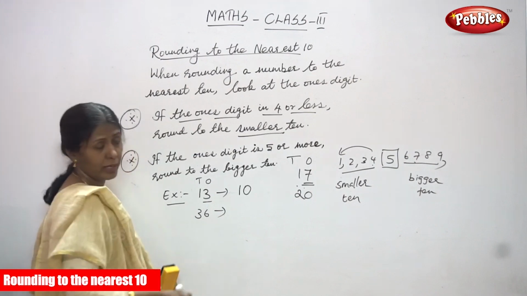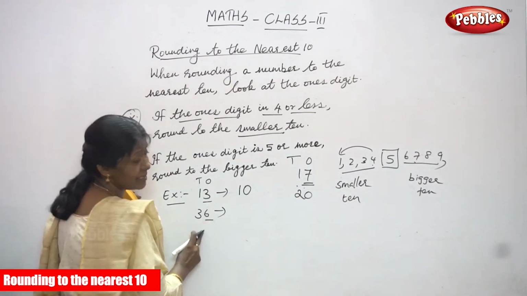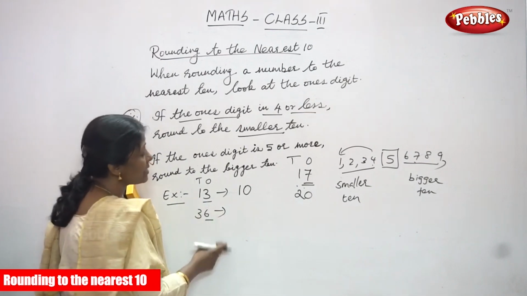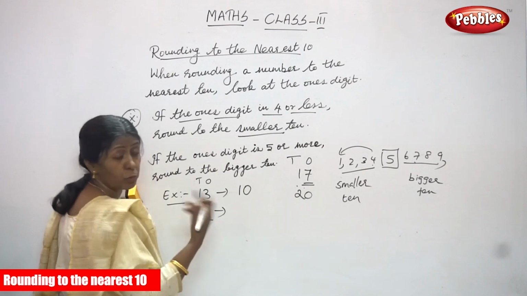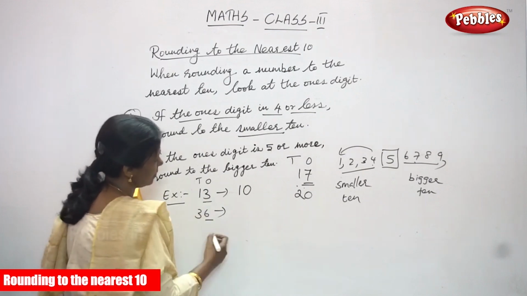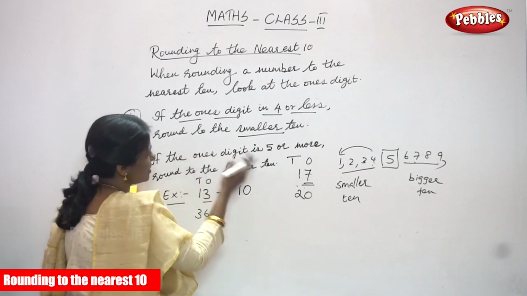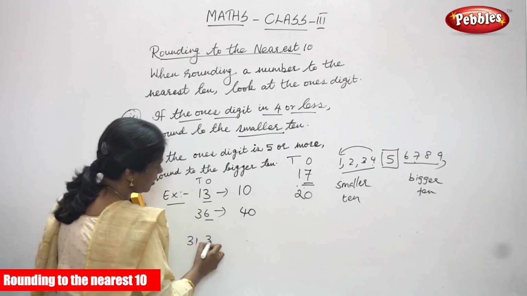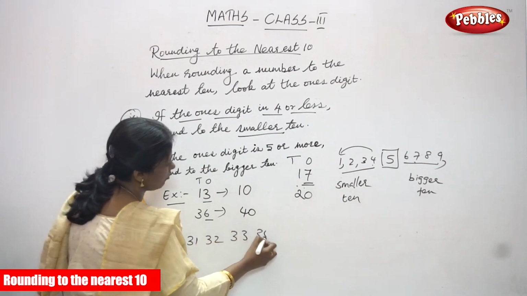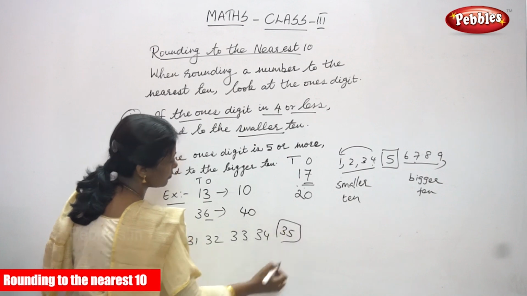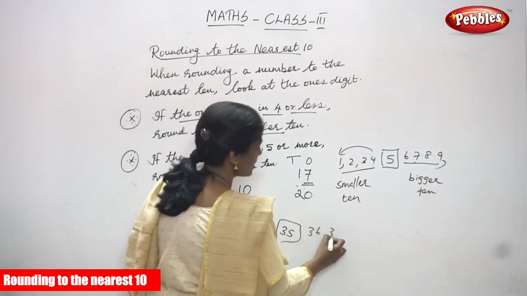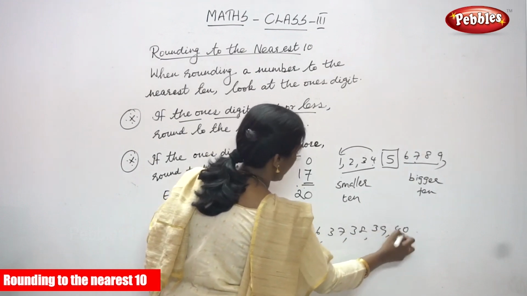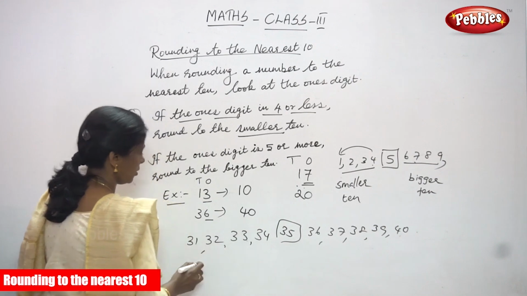That is 36. Look at this. 36, look at the ones digit 6. So this number is 5 or more. If the ones digit is 5 or more, you have to round the digit to the bigger 10. Bigger 10 means 40. So look at this. 31, 32, 33, 34, 35 is the middle number. Then 36, 37, 38 and 39. Then 40.